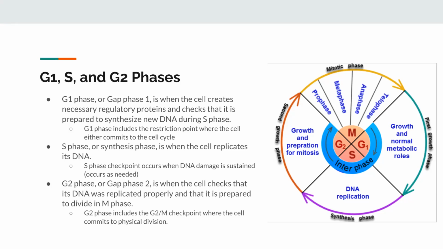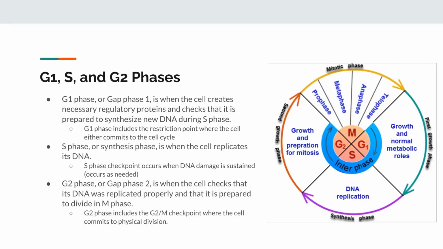So the restriction checkpoint is a big deal because it really needs to know that I have to get through the rest of this process or I'm going to die. The next phase is S phase, or synthesis phase, which is the synthesis of new DNA. The cell replicates all of the DNA that it has. And throughout the entire S phase, you have something called the S phase checkpoint. That's constantly checking to make sure that as it's replicating the DNA, is there any DNA damage that is sustained? So the S phase checkpoint comes in as soon as DNA damage occurs, and it fixes that damage before the cell moves on.